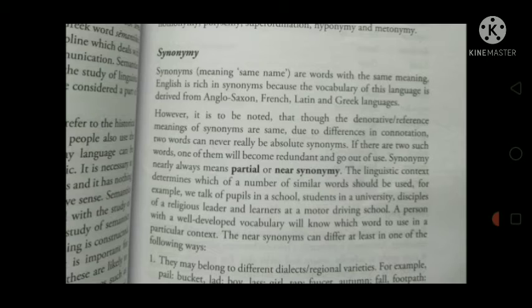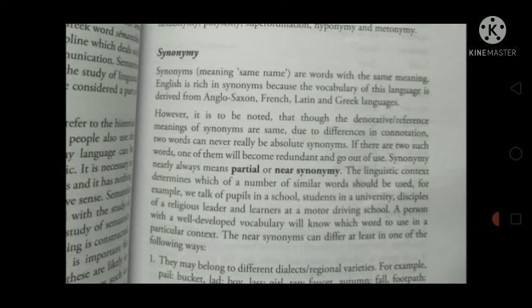However, it is to be noted that though the denotative or reference meanings of the synonyms are the same, due to differences in connotation, two words can never really be absolute synonyms. If there are two such words, one of them will become redundant and go out of use. Synonym nearly always means partial or near synonymy, a close meaning to another word.